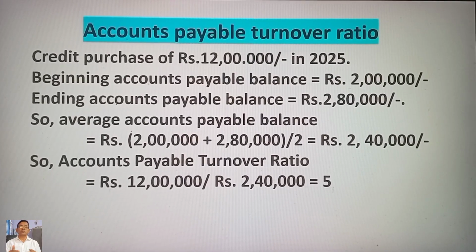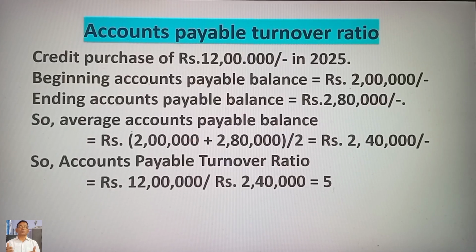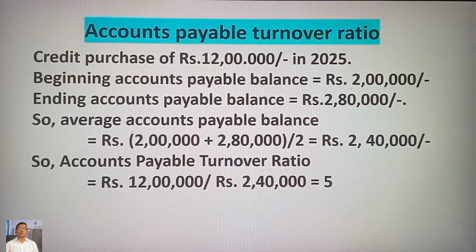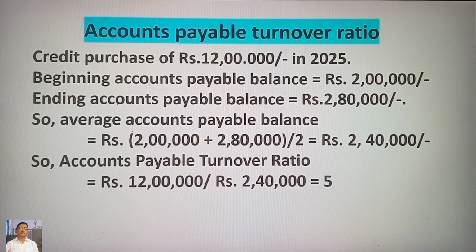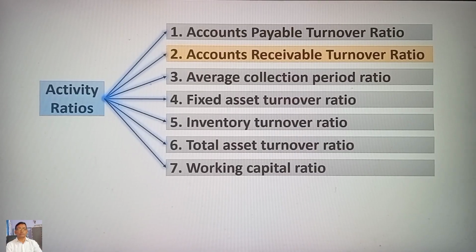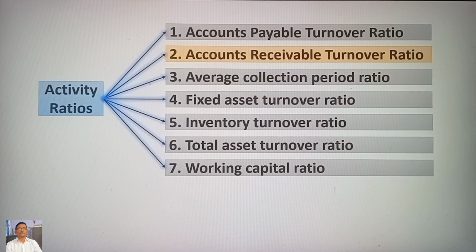So, accounts payable turnover ratio is equal to rupees 12 lakh divided by rupees 2 lakh 40,000, which is equal to 5. The ratio 5 indicates that the company's accounts payable balance has turned over 5 times during the year 2025. Second, accounts receivable turnover ratio.